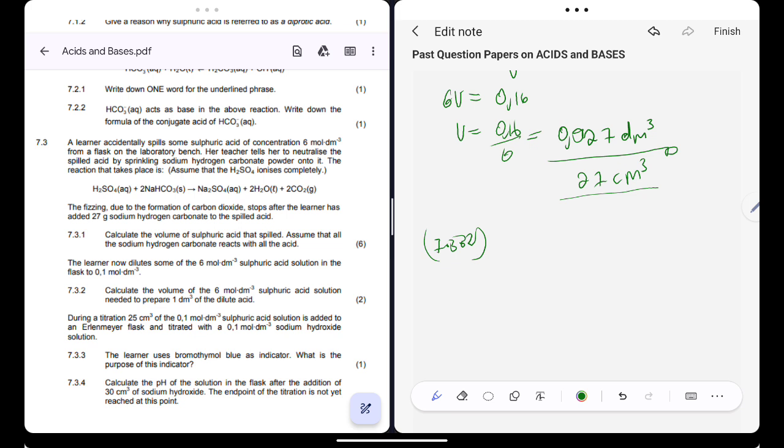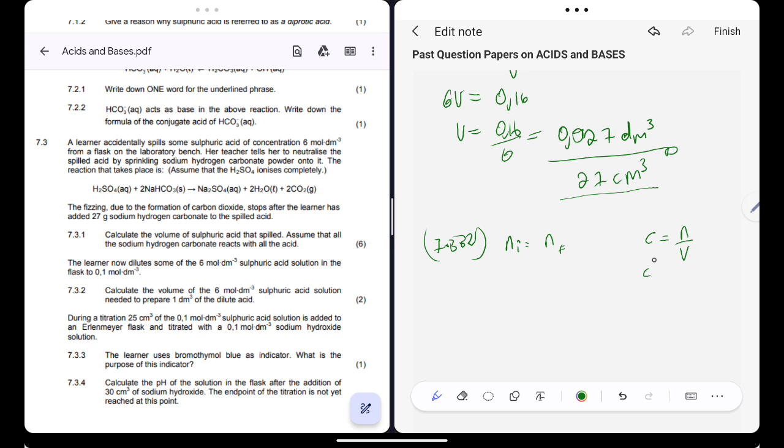Whenever, guys, you dilute an acid, you are simply adding more water to the acid, right? You are not tampering with the quantity of the acid. So the initial number of moles, whenever the concentration was still 6 mole per cubic decimeter, will be equal to the final number of moles whenever the concentration is now 0.1 mole per cubic decimeter. The only thing that changed is the volume of the container. Remember that our formula for concentration is this one.